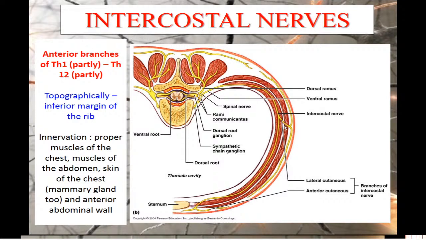The lateral part supplies the skin and corresponding muscles, and the anterior part of the intercostal nerve supplies the anterior skin region and also the intercostal muscles. Pay your attention. The lower 5 to 6 intercostal nerves continue downwards and supply the upper part of the abdominal wall.